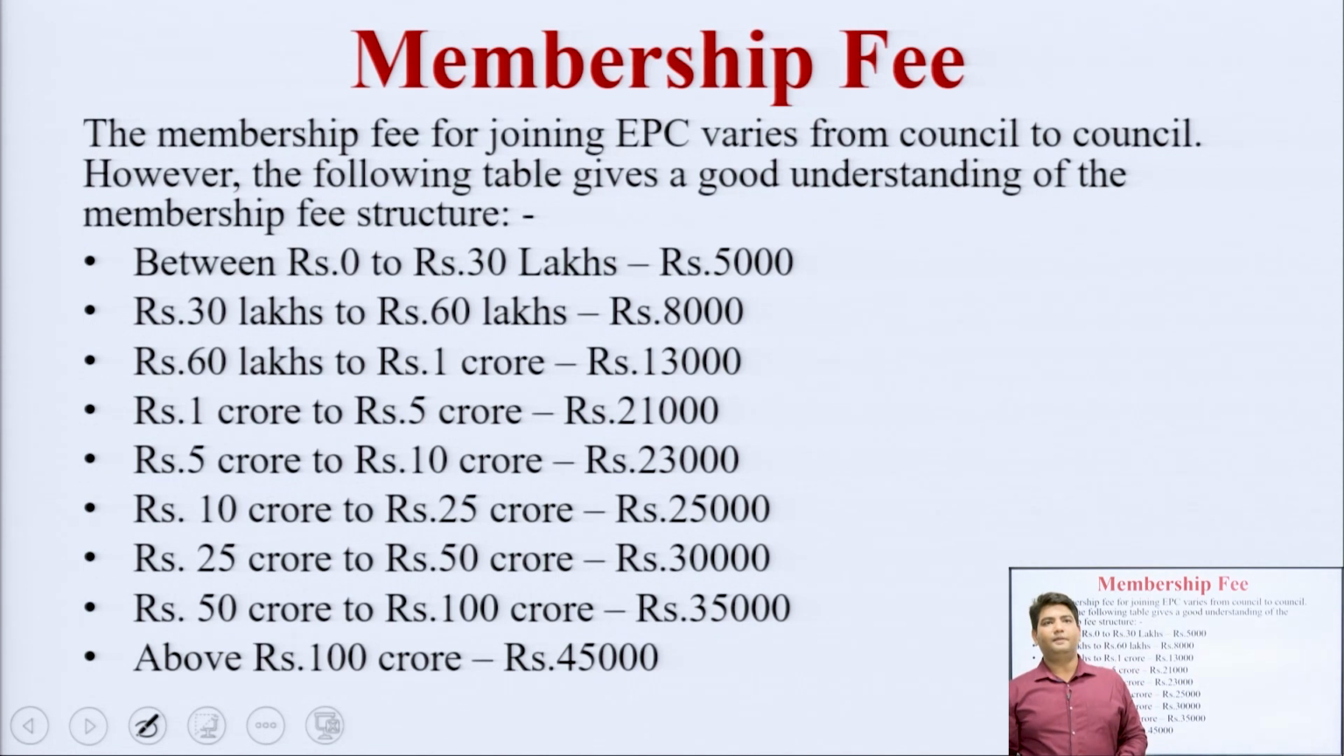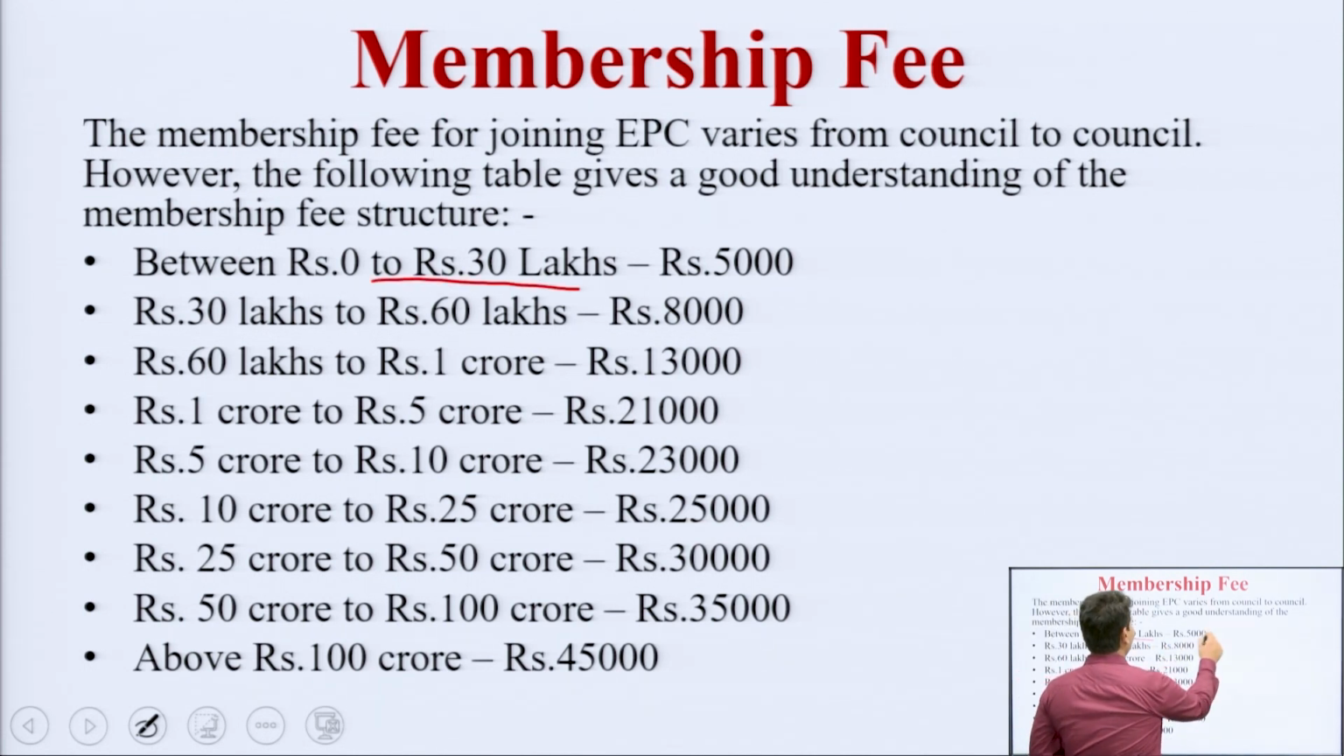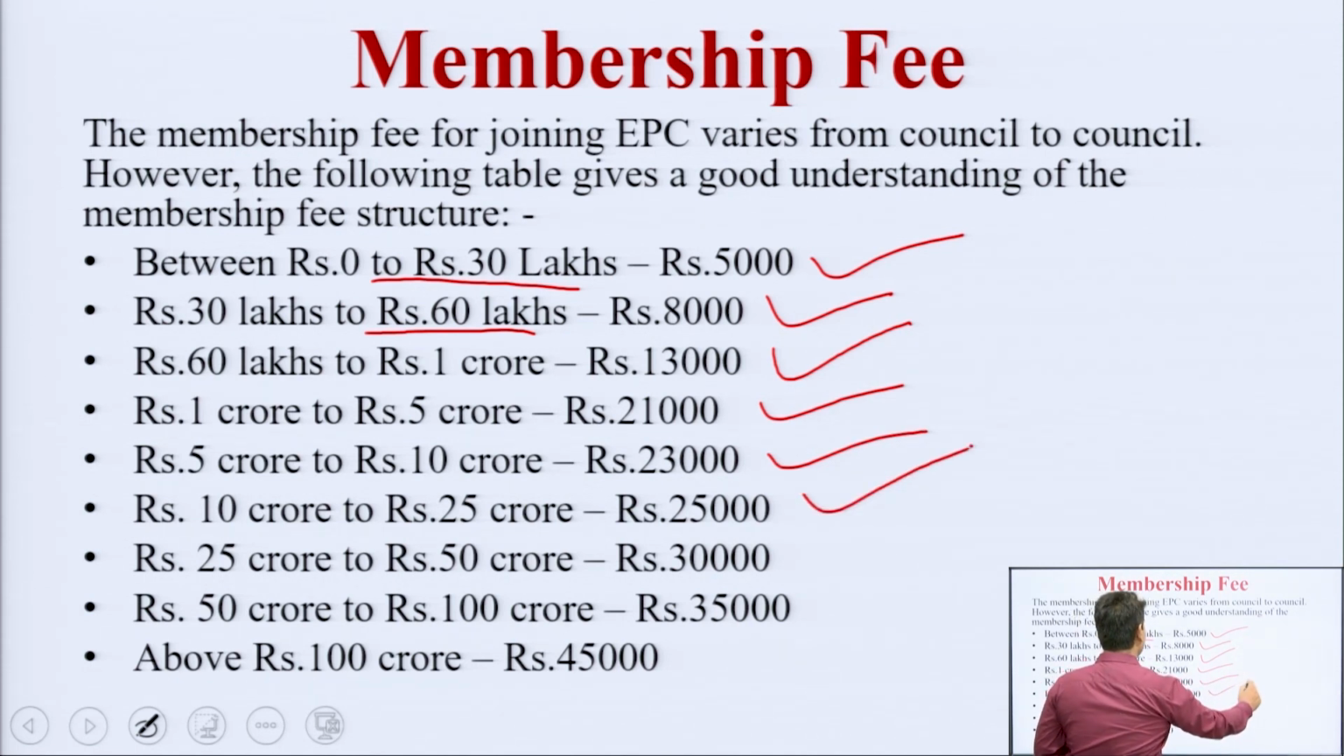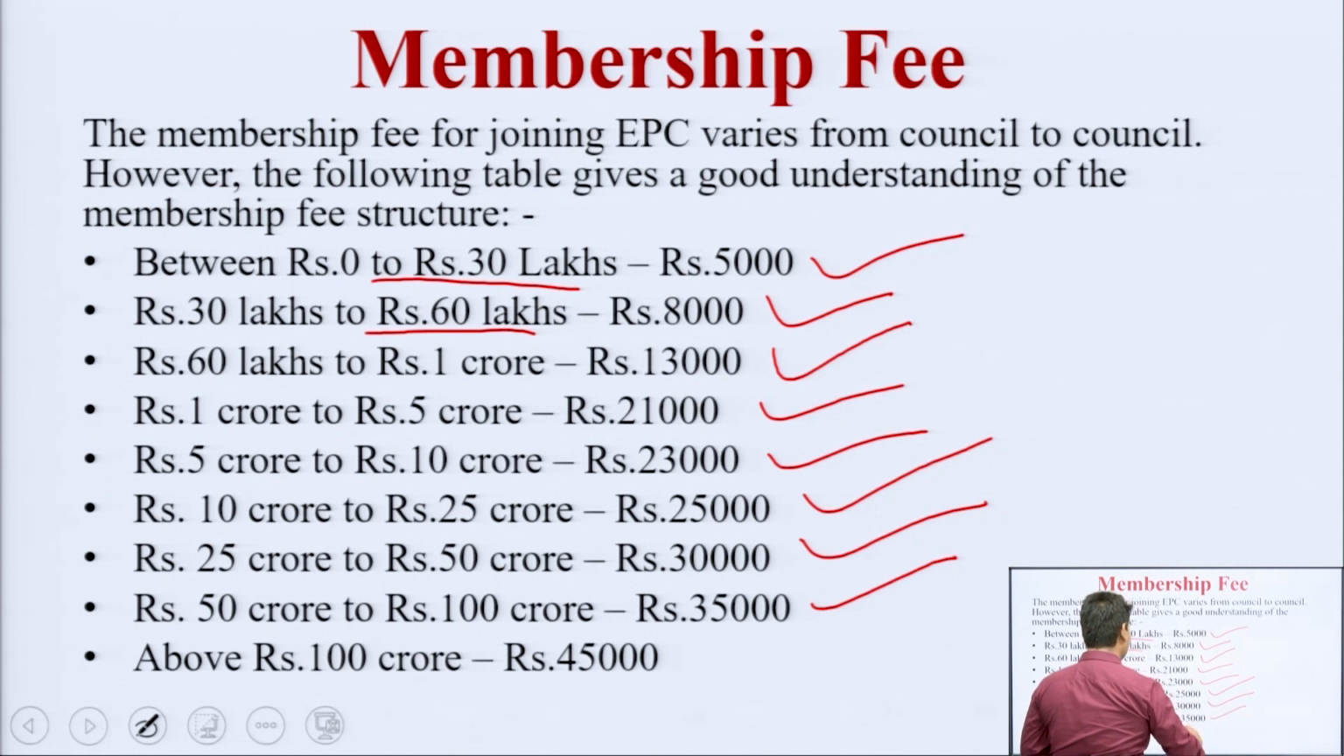Membership fee. The membership fee for joining an EPC varies from council to council. However, the following table gives a good understanding of the membership fee structure. Between 0 to 30 lakh rupees, it will be rupees 5,000; rupees 30 lakh to 60 lakh, rupees 8,000; 60 lakh to 1 crore, 13,000; rupees 1 crore to 5 crore, 21,000; rupees 5 crore to 10 crore, 23,000; 10 crore to 25 crore, 25,000; 25 crore to 50 crore, 30,000; 50 crore to 100 crore, 35,000; above 100 crore, rupees 45,000. These will be the membership fees.